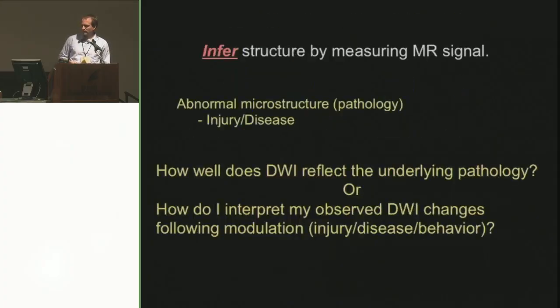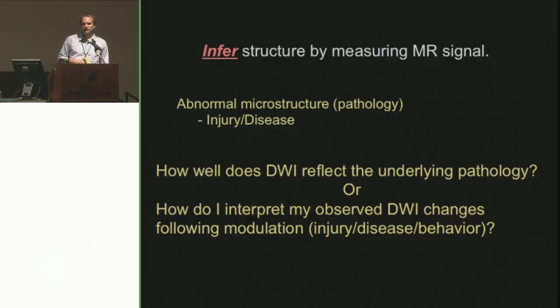So the last bit of my talk here, and I think I'm going a little fast, but again, we're inferring structure from measuring the MR signal. I think that bears repeating. The problem is, in pathology, we have a lot of different things going on. And so my advice to you is that if you're doing the study, you are the experts on what you expect to happen, right? So you write a grant and you have some hypotheses about if you see DTI changes or DWI changes, you can interpret those.